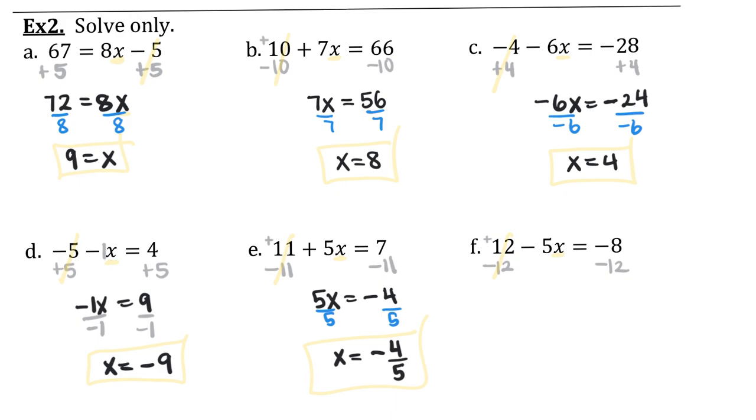Okay, when you bring down the 5x, be careful. That is a minus 5x. If I do minus 8 and minus 12, I'm super minused. Minus 20. Okay, let's divide by negative 5. Negative 20 divided by negative 5. Negative divided by negative is positive. 20 divided by 5 is 4.